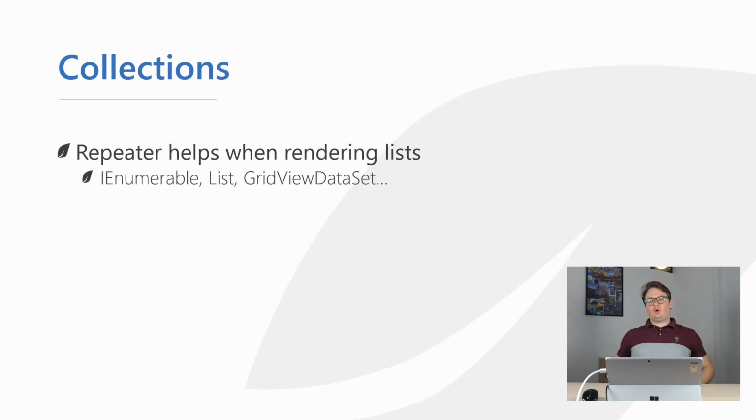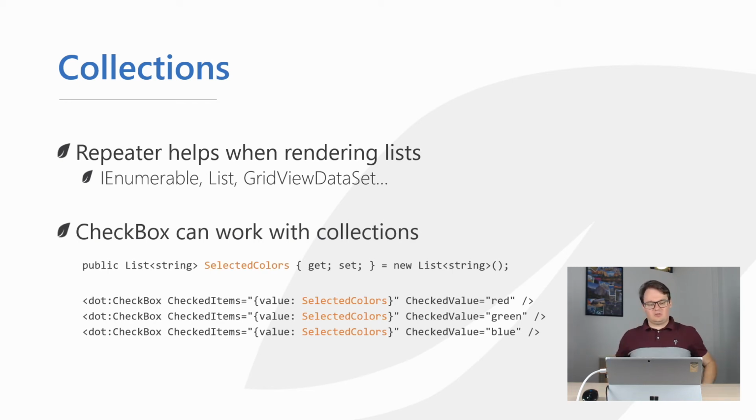If you want to work with collections in the view model, we have some controls for it. You have seen already the GridView and GridViewDataSet. You can also use just IEnumerable or lists, so the classic .NET collections. Also, the CheckBox control has a nice feature for working with collections. Very often in my web apps, I needed a collection of checkboxes to just select multiple IDs. For example, I had a list of countries somewhere, and I wanted to let the user select countries they have visited or something like that.